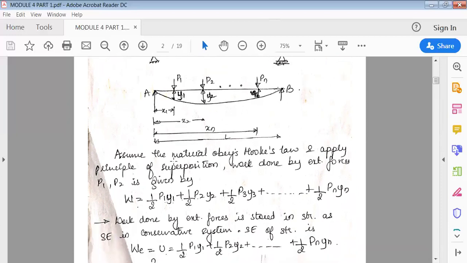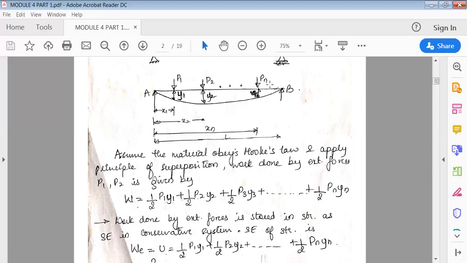Now let us assume that the material obeys Hooke's law. That is, when you apply load, the beam will bend, and when you remove the load, the beam will regain its original shape. There is also the principle of superposition acting here, and the work done by the external forces is P1, P2 and so on up to Pn.